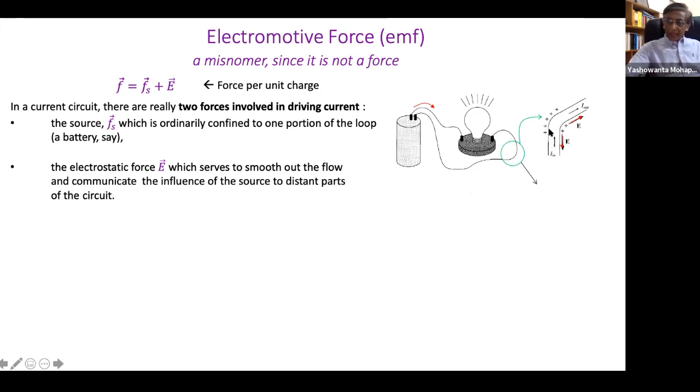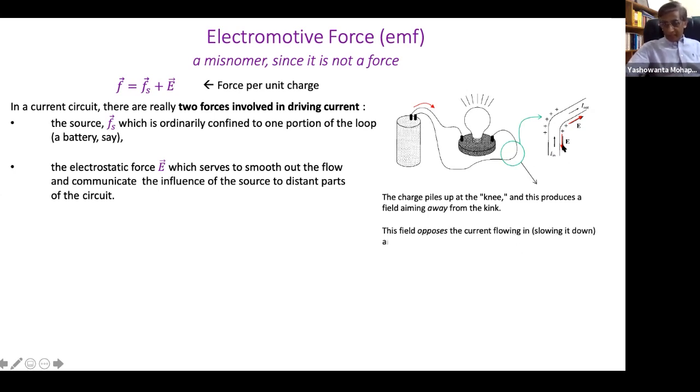Suppose there is a pile-up of charges coming in, a plus pile. That will immediately form an electric field. The charge piles up at the knee, and this produces a field aiming away from the kink, if there is a kink. This field opposes the current flowing in, slowing it down because there is already a pile-up, and promotes the current that flows out, speeding it up, until these currents become equal.